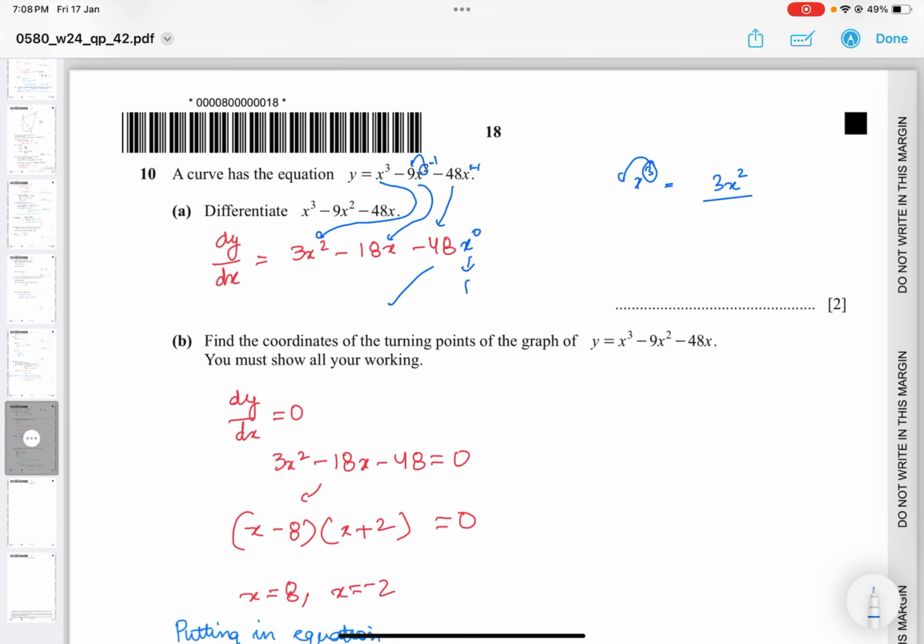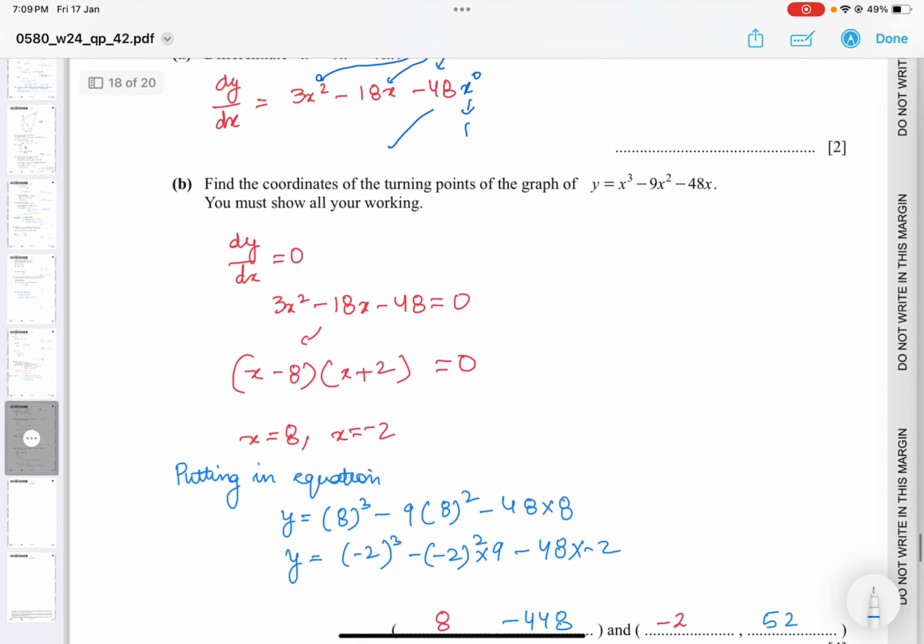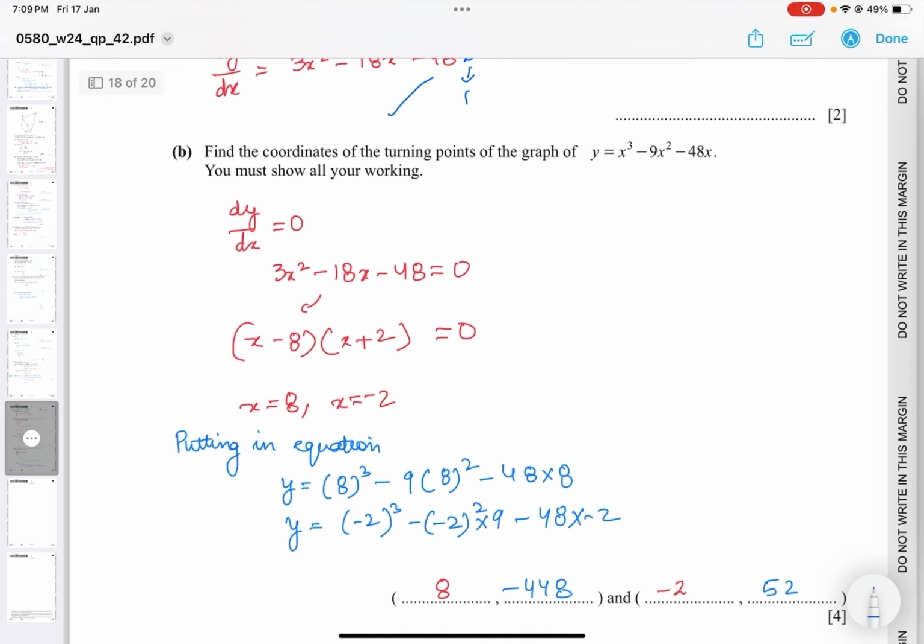Let us jump on to the next question. Find the coordinates of the turning points of the graph y equals x cube minus 9x square minus 48x. What do you mean by the term turning point? The curve is like this or like this, and these are the turning points, where the slope is 0 because a tangent drawn at this point is a straight line. Yes or no? It is parallel to the x-axis, so the slope is 0.